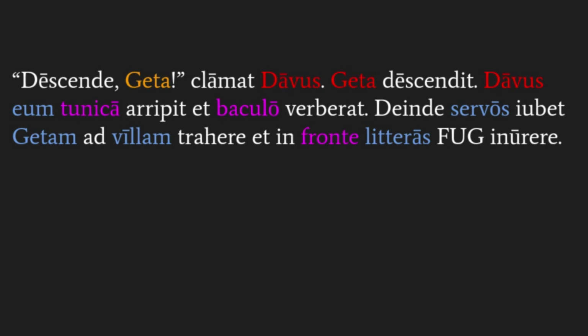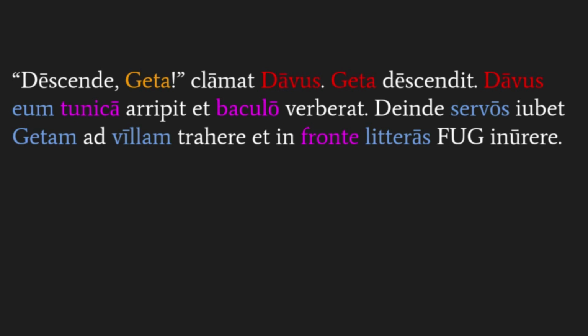So Davos arripit, grabs him, right? Eum arripit, literally grabs him. Eum is the direct object. Here we have the ablative that's not in a prepositional phrase by itself. And remember I told you it usually describes how you're doing something. And often we translate the ablative as by, with, from, and on. That's kind of the general way we translate it.